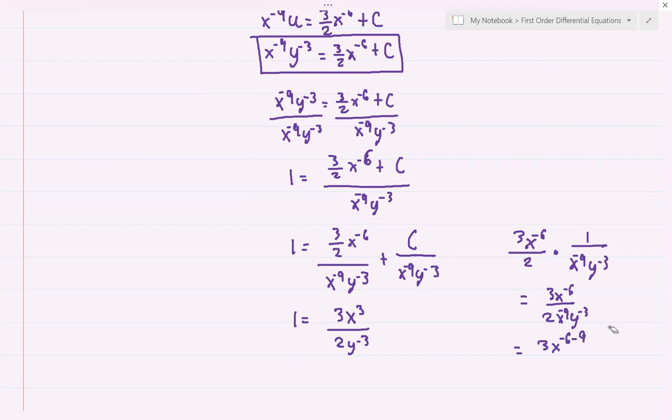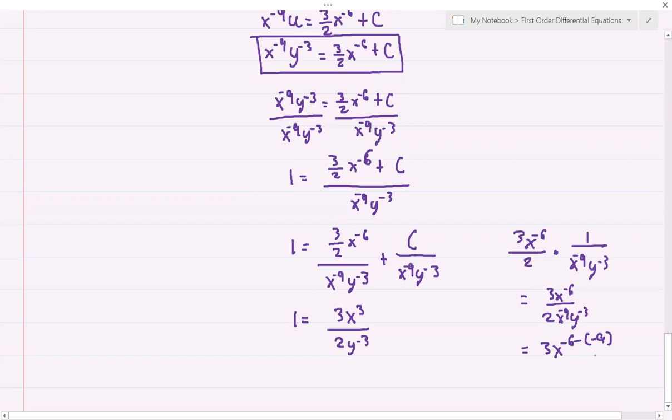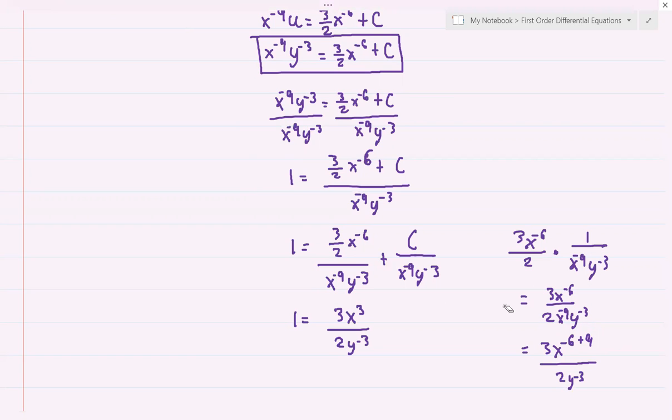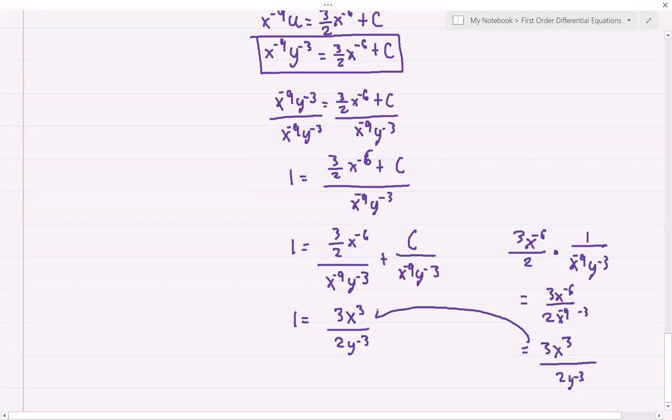Okay, so in that case, if we have negative 9 on your denominator and we have negative 6 on your numerator, we will have 3x raised to negative 6 minus negative 9. Since both of them are negative, this would be positive 9, all over 2 times y raised to negative 3. So add these two together, negative 6 plus 9, you will have positive 3. So you have 3x raised to 3. There you go.